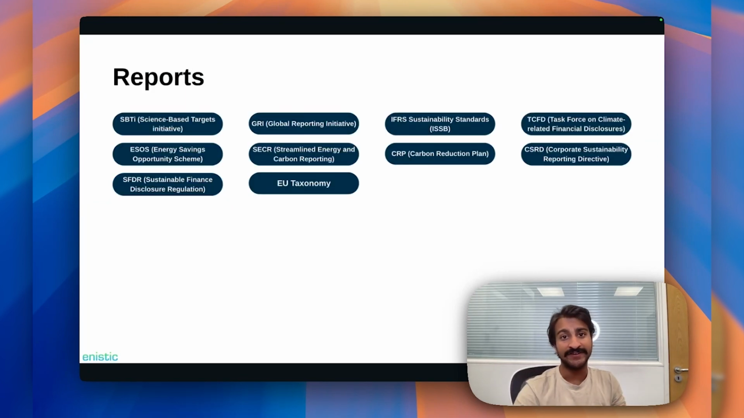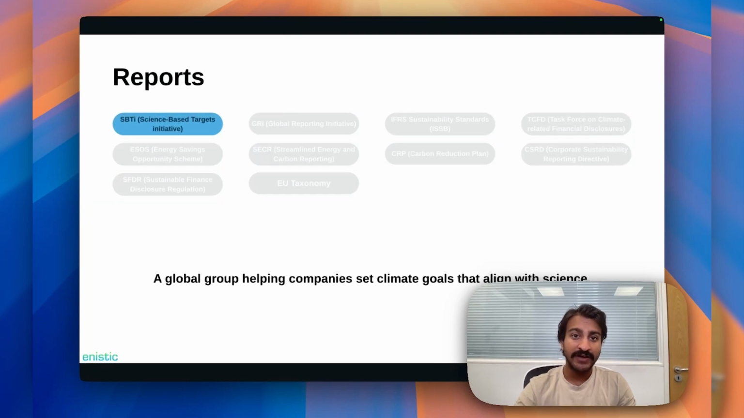Finally, we have reporting standards, and in this section, we will have a lot of acronyms, starting with SBTi, the Science-Based Targets Initiative. The Science-Based Targets Initiative is a global group helping companies set climate goals that align with science. These are all about making sure businesses are on track with the Paris Agreement and the goal of limiting global warming to 1.5 degrees Celsius. It looks at your Scope 1, 2, and 3 emissions and projects a pathway to net zero.